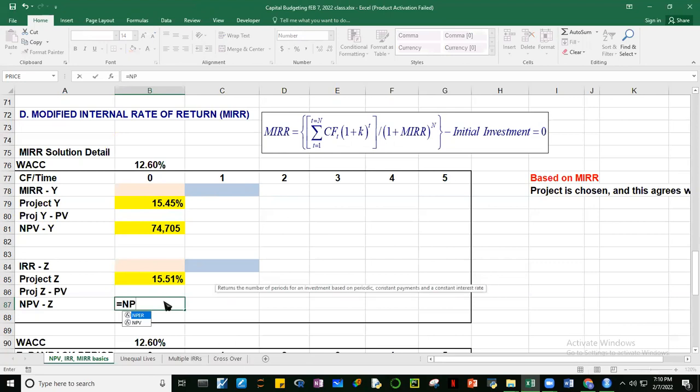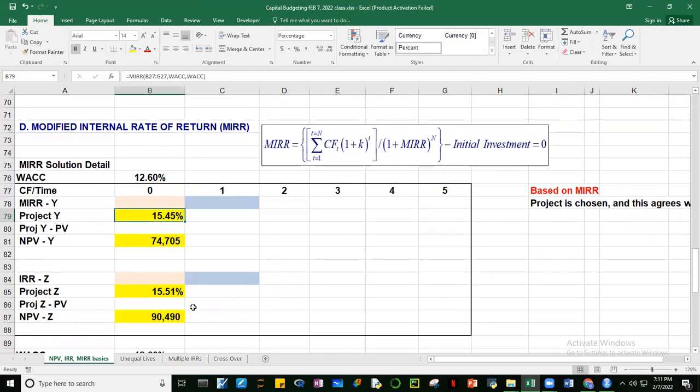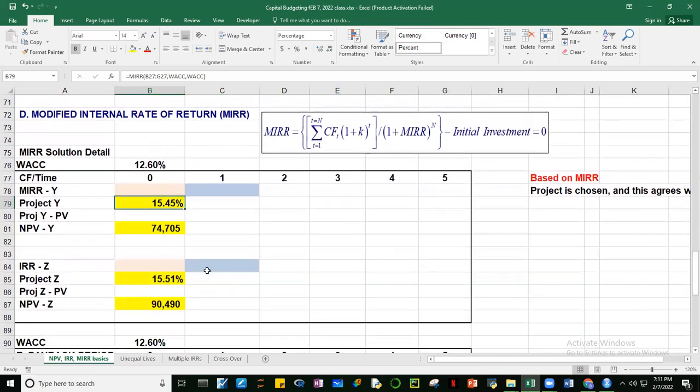In fact, if we compute for the net present value using this rate, and then values will be cash flows of Project Z, okay, and then plus natin si initial investment kay Z. Okay, so the NPV is 90,490. So mas mataas, guys, yung net present value ni Z kaysa kay Y at the MIRR. So pag nagko-conflict si IRR at saka si NPV, you can compute for the modified internal rate of return. And it will show you that the MIRR of the one with the higher NPV will always be greater. Okay, so in this case, Project Z is chosen. And this agrees with the net present value method.